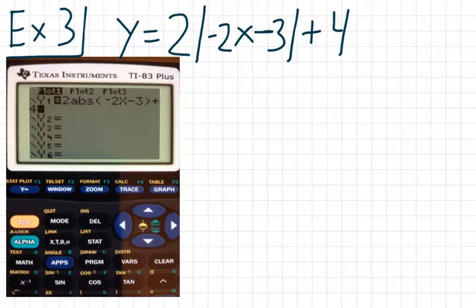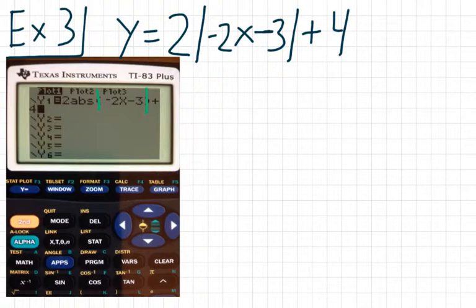So now I have it here. So 2 times the absolute value of -2x minus 3. Again, the ABS parentheses -2x minus 3. So that basically treats it like this when it graphs it. And then plus 4 at the end. Press the graph button and you get this picture.